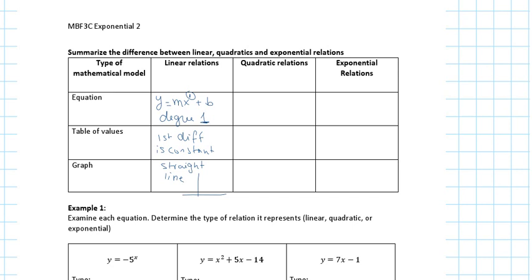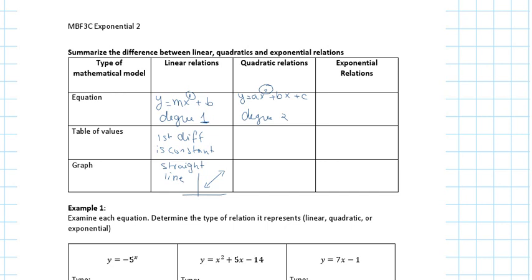How about the quadratic relation? How would the equation look? It has a degree of 2, and the equation is going to look like y equals ax squared plus bx plus c, right? Where you have a degree of 2. And in a table of values, what would be constant? The second difference is constant.